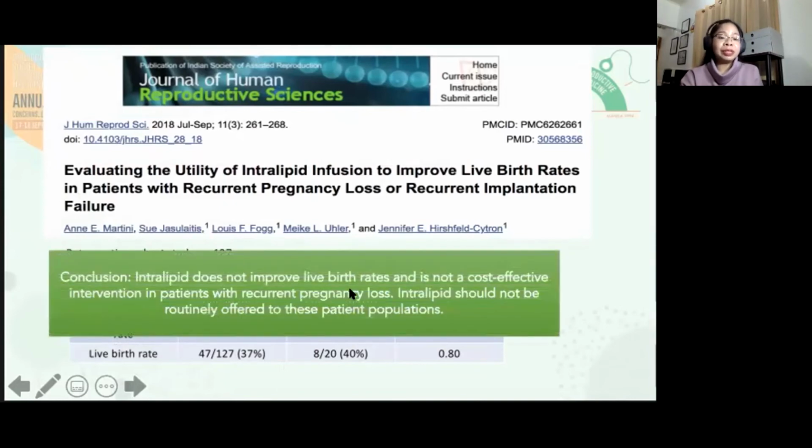And the conclusion for this study is that intralipid does not improve live birth rates and is not a cost-effective intervention in patients with RPL. And intralipid should not be routinely offered to these patient populations.